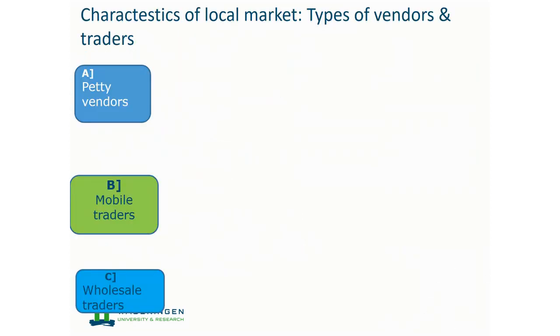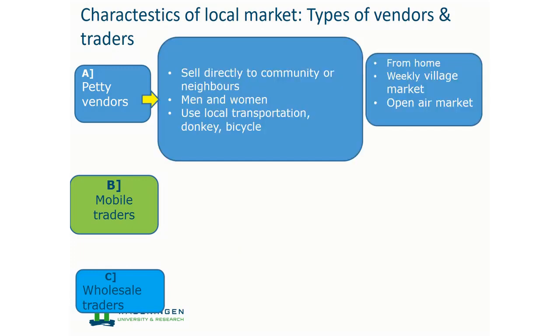There are three types of stakeholders involved in the local market. First, petty vendors. These petty vendors sell directly to the community or neighbors. They are men or women. They use local transportation like donkeys and bicycles. They sell grain, potential seed, from home or at the weekly village market or open air market.